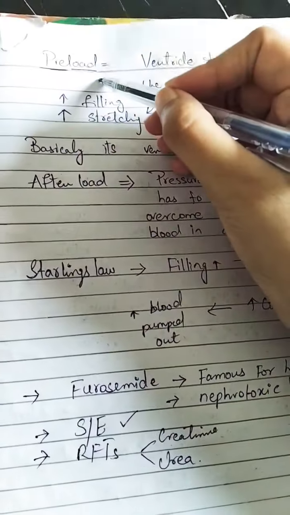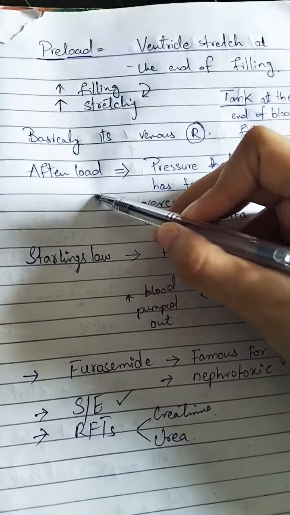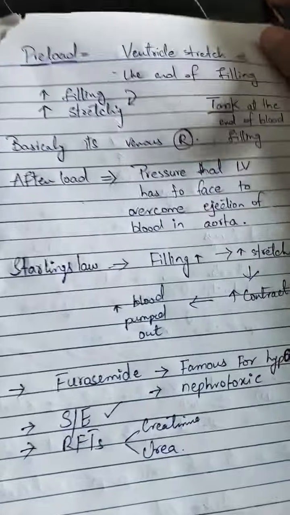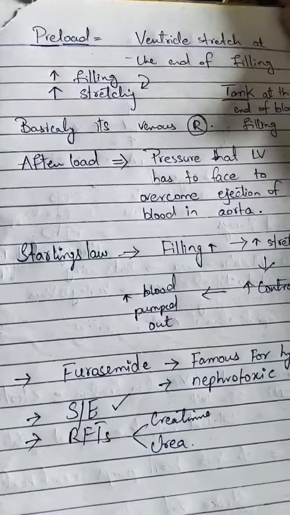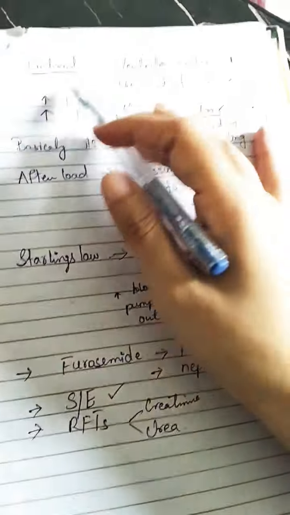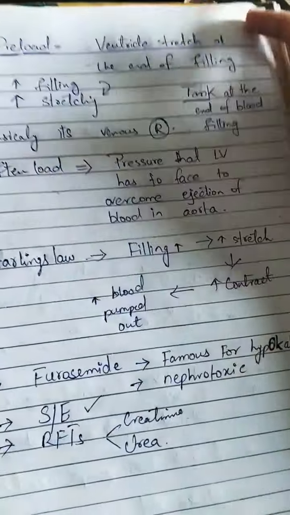Today we will review two terminologies. Number one is preload and number two is afterload. After this we will discuss the Starling law. These are very easy terminologies, but still students get confused, so we will discuss it today. Now, what is preload? Let's just quickly review it.